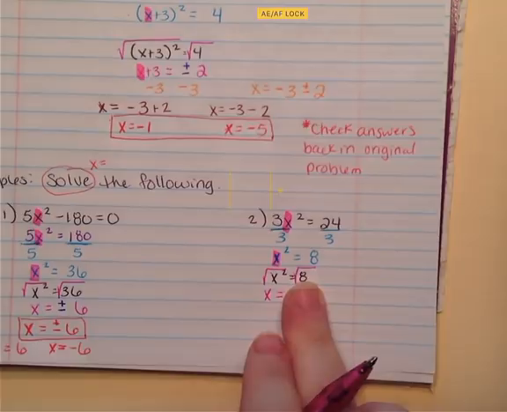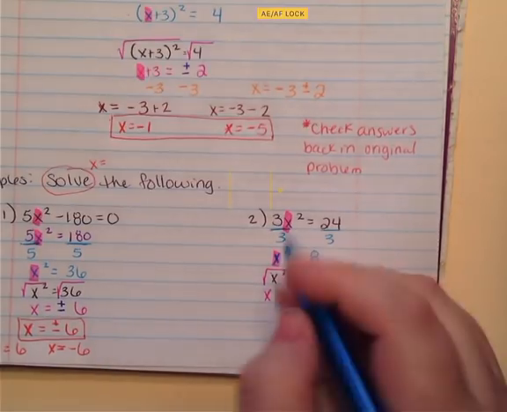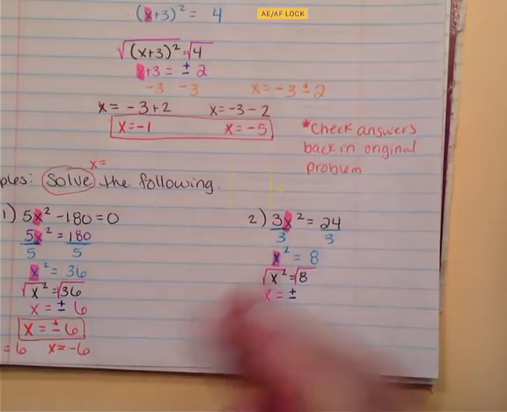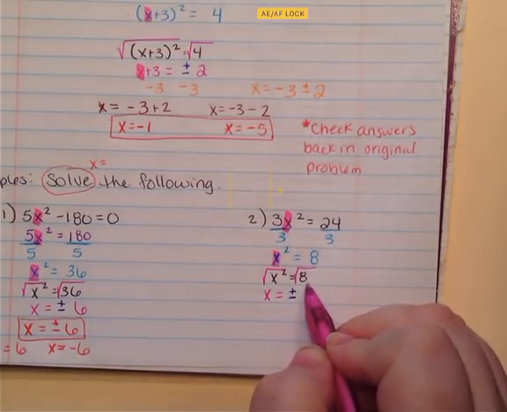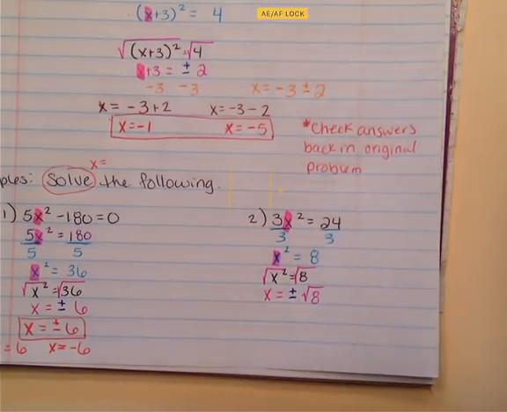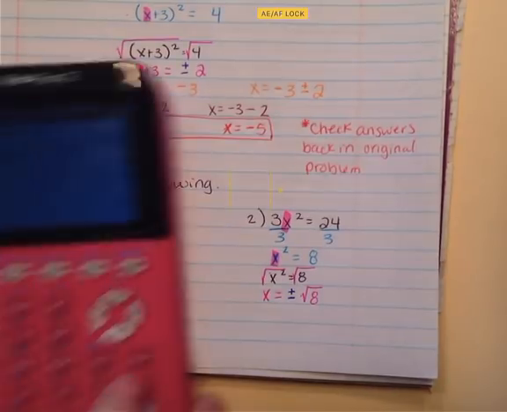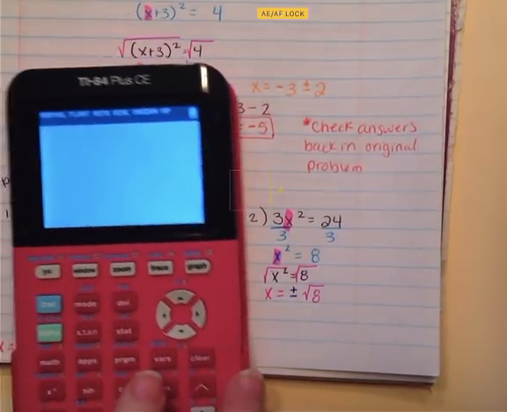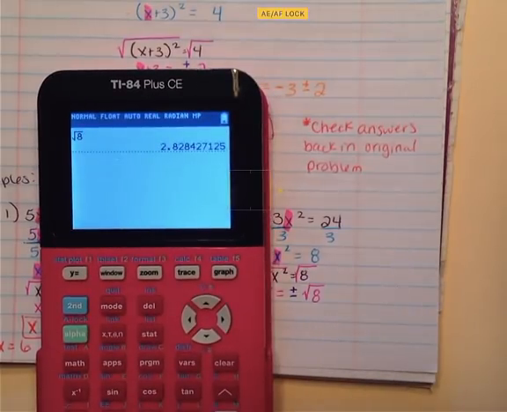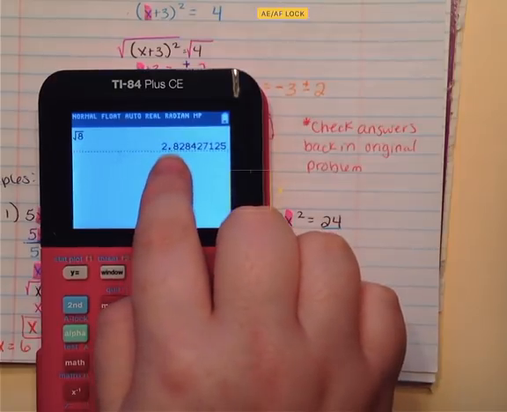We are taking the square root of a value, so we must put our plus or minus in front of it. Now the square root of 8 is not a perfect square, so we're going to have the square root of 8 left over. And this is when we have to use our calculator. So we have the square root of 8. We're going to round it to the nearest hundredth. We get approximately 2 and 83 hundredths.